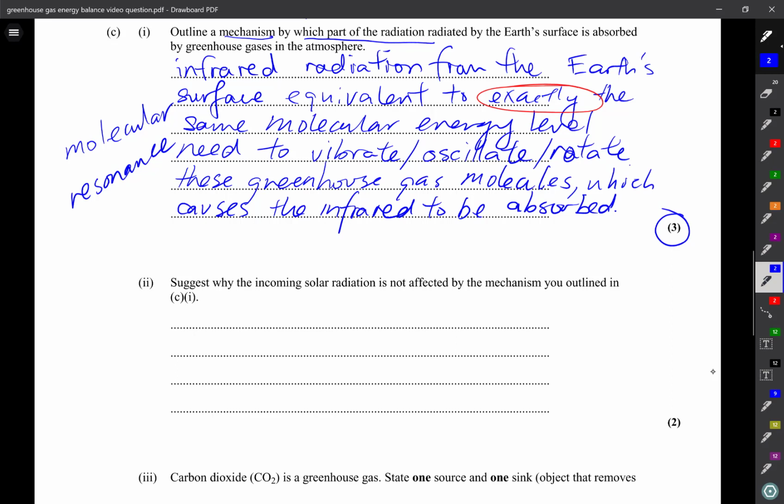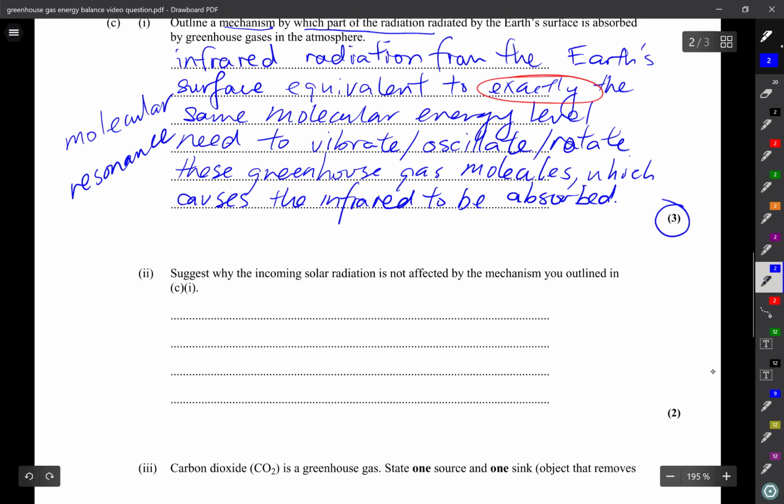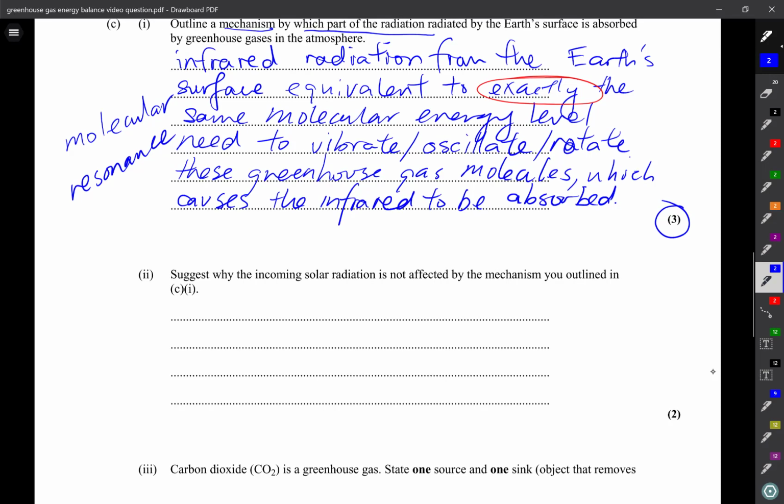If we did not have a sun that emits visible radiation, our Earth would be pretty much dark, and that wouldn't be fun. So here, what you want to talk about is, you have to say it's not infrared, it is of the visible or UV range, which will not get absorbed by these greenhouse gases. They are incapable of absorbing them.